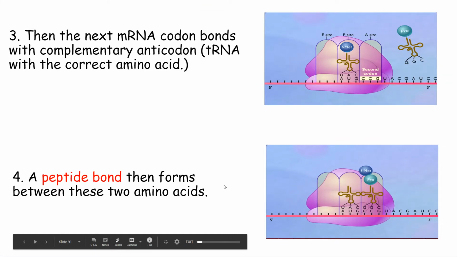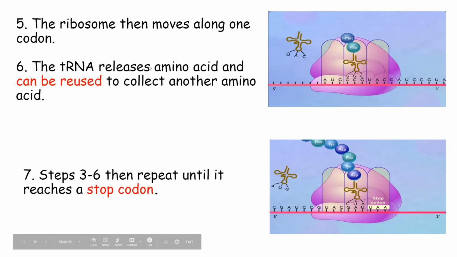So, as I said, the amino acids, once they've been brought together, a peptide bond will form between these, and now they are joined. So, step 5, the ribosome then moves along one codon. So this whole ribosome is going to move along one codon, and probably in this direction, and the tRNA releases amino acids and can be reused to collect another amino acid.